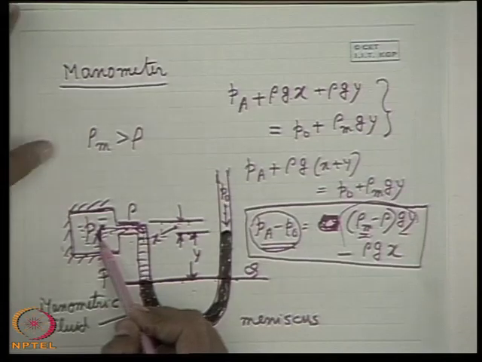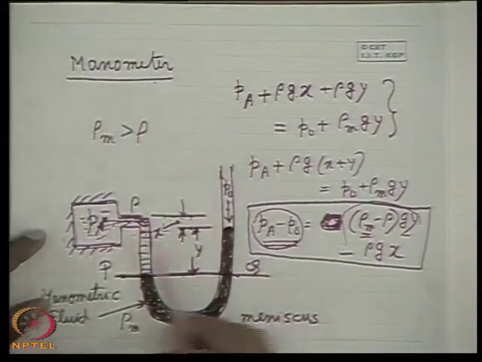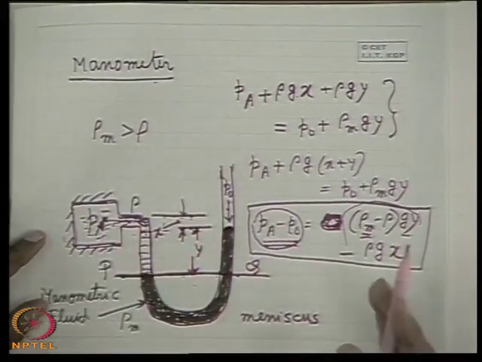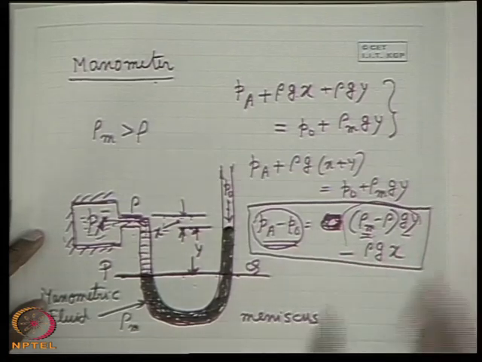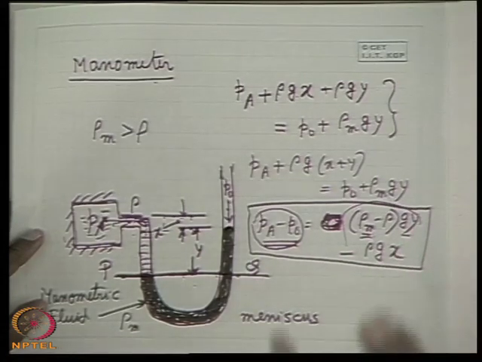So, therefore, by definition, a manometer is a device which measures the difference of pressure between two systems, or between two points in a system of fluid at rest or even for a fluid in flow, or the pressure of a system with respect to the atmospheric pressure. That means the difference of pressure of a system with the atmospheric pressure.